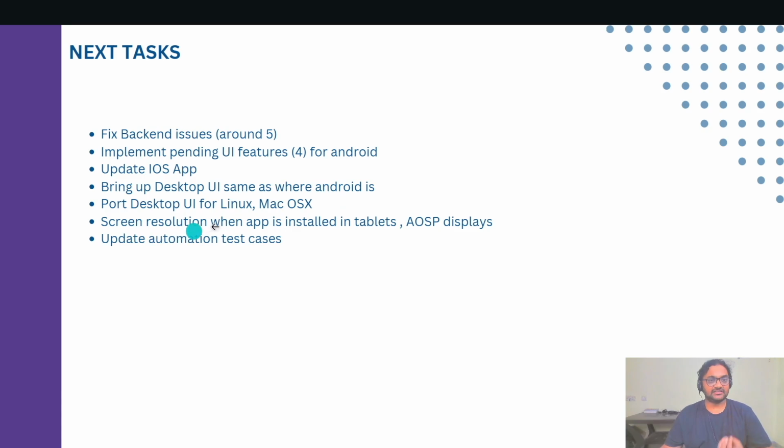Also, for screen resolution, when the app is installed on tablets, we want the same look and feel. Buttons should not be too large or too high, and everything should fit the screen. Those tasks are pending. AOSP is the Android operating system, so if someone is using a Raspberry Pi and loading the Android image on the disk, or using a desktop, we need to ensure our app fits the screen. That look and feel on different devices is pending.